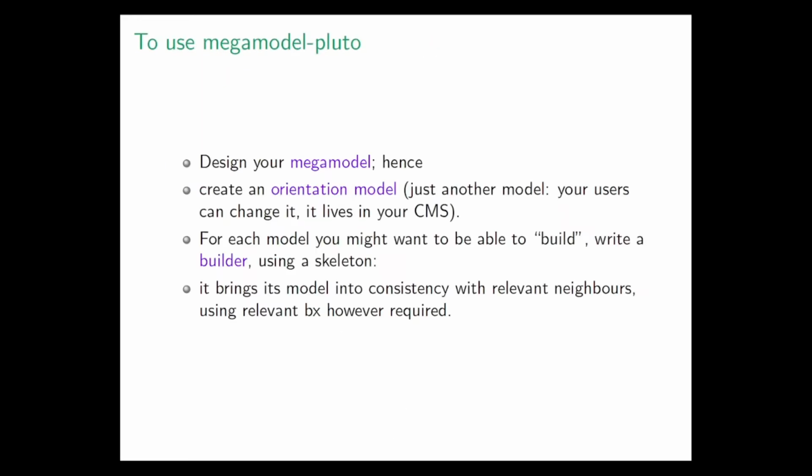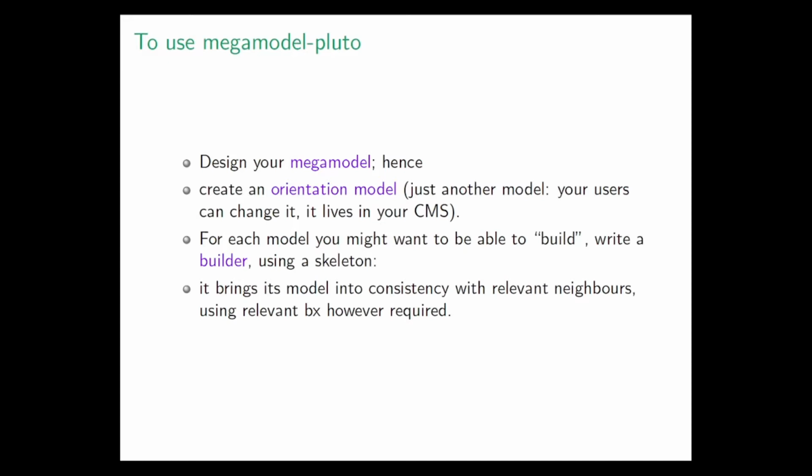So concretely, in order to use the mega model version of Pluto, which I should say is the merest proof of concept at the moment, it exists on GitHub, but it's in no way ready for prime time, the steps you have to take are you have to design your mega model, and in that way you create an orientation model like the one I showed you.